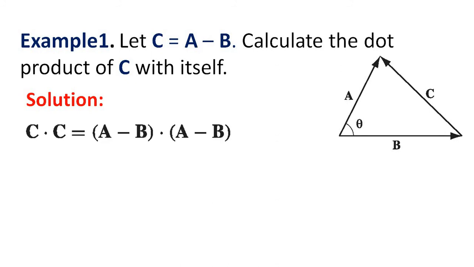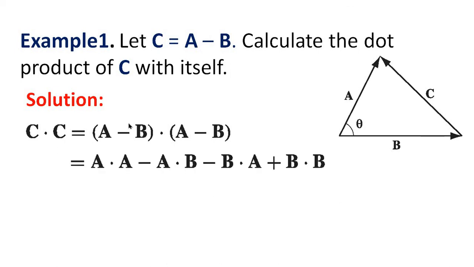Solution. We have the value of C that is equal to A minus B. Now we need to find C dot C. Then we can substitute the value of A minus B here. That is C dot C equal to, instead of one C we can substitute A minus B, and instead of the second C we can substitute A minus B. A minus B dot A minus B. This can be written as A dot A minus A dot B minus B dot A, minus into minus plus B dot B. So this is the equation.